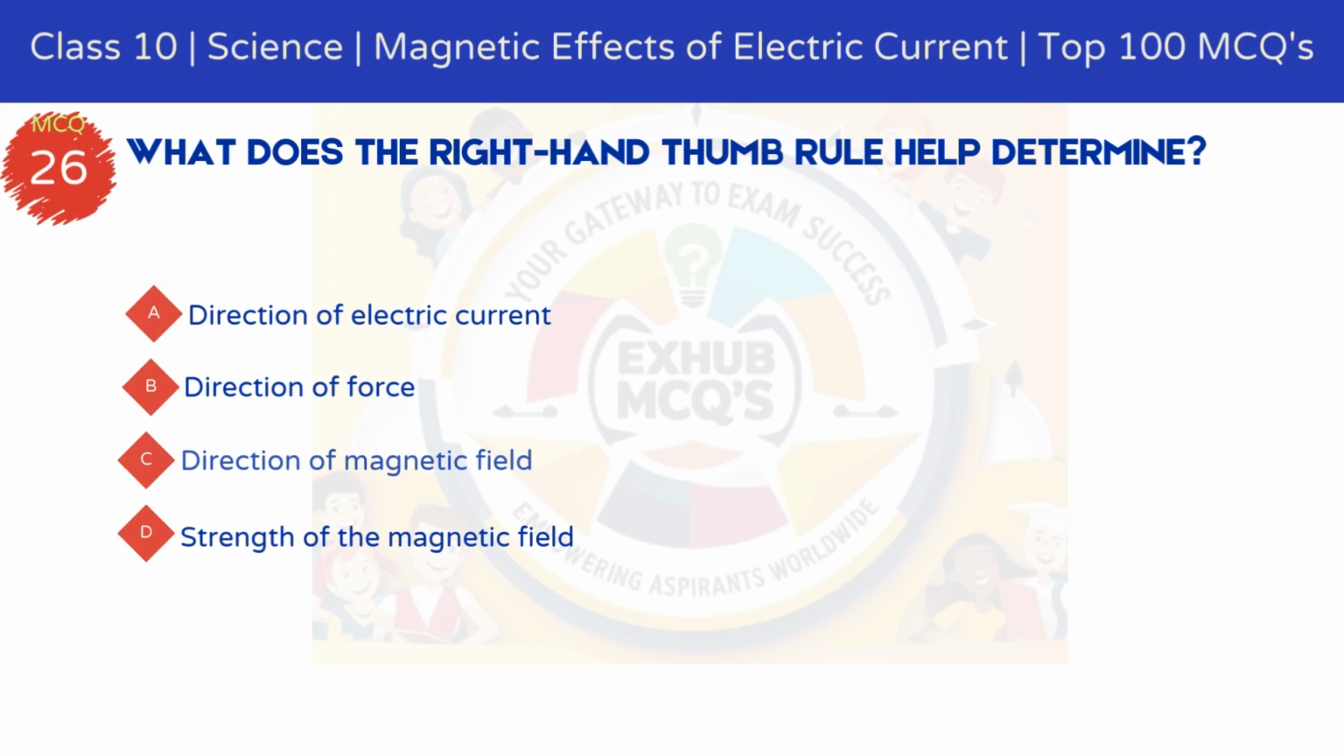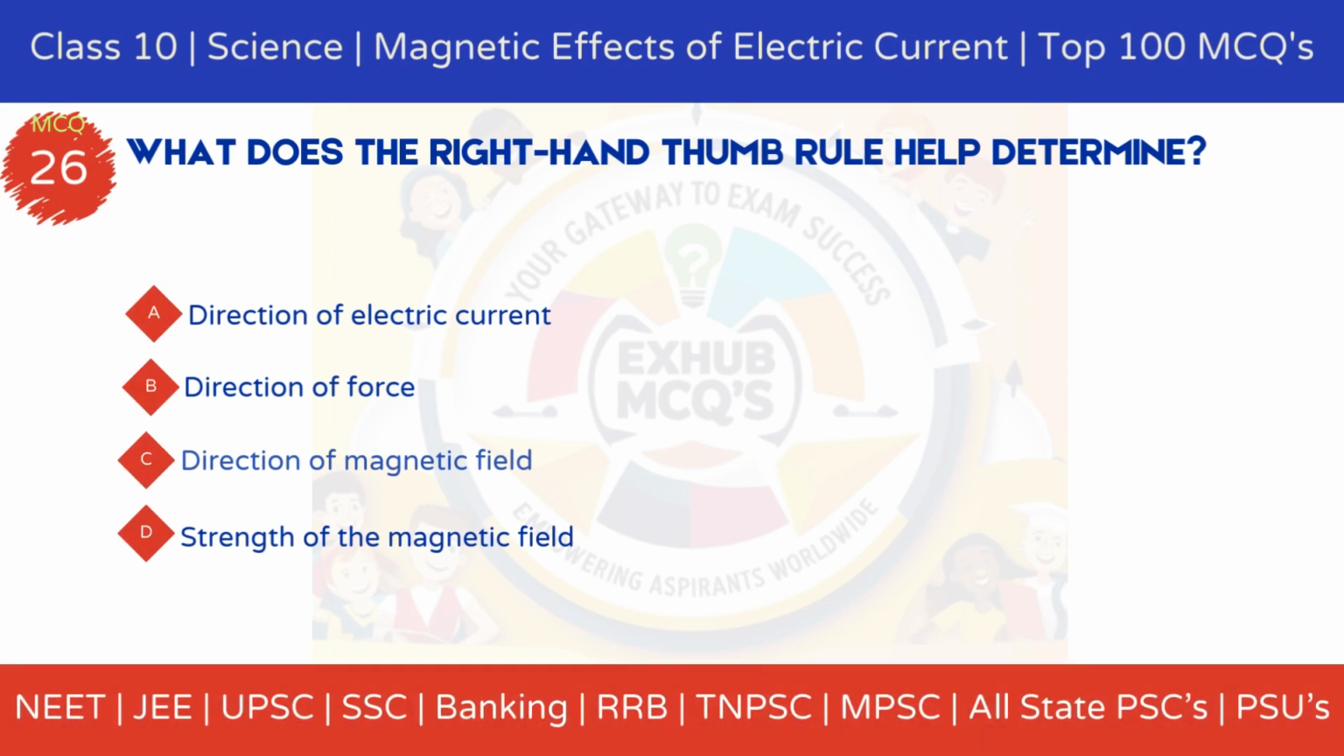MCQ 26. What does the right-hand thumb rule help determine? Option A, direction of electric current. Option B, direction of force. Option C, direction of magnetic field. Option D, strength of the magnetic field.